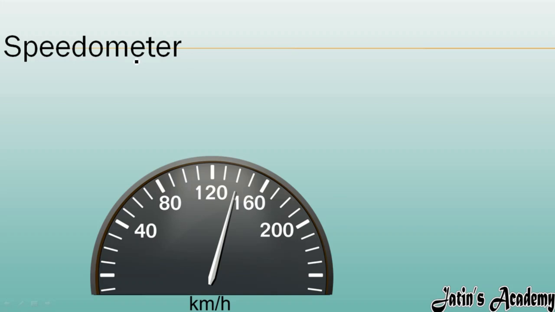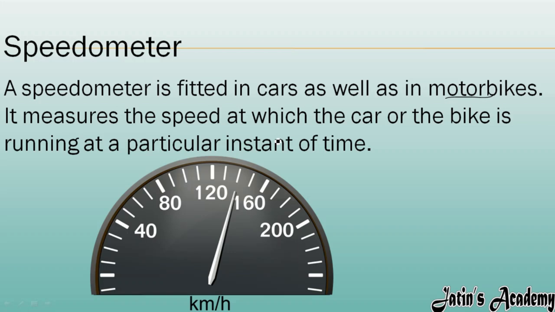Next we have the speedometer. Maybe you have seen this kind of instrument installed in our Activas or in our car. So what do you mean by the speedometer? Speedometer is fitted in cars as well as in motorbikes. Actually, a speedometer is a device used in a car or bike to check the speed of the running car at a particular instant of time. For example, I am riding my Activa and I want to see at what speed I am going. In order to check that, I will see the speedometer. The speedometer will give me the reading of the speed at which my Activa is going. Fine.